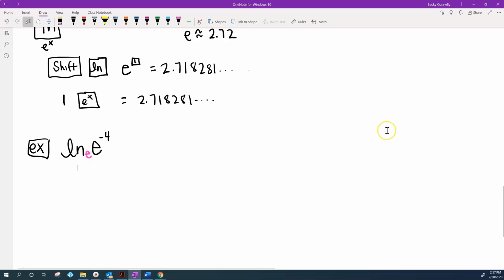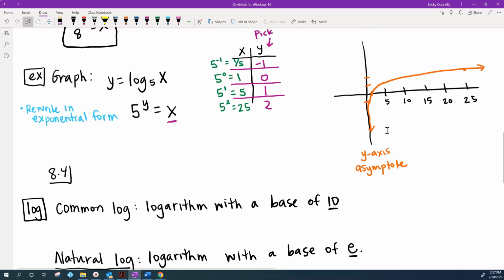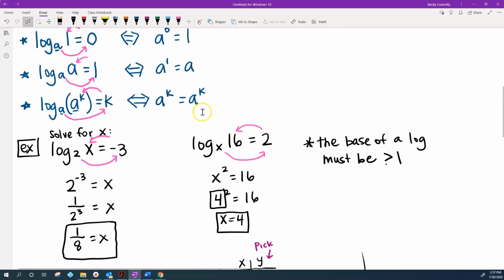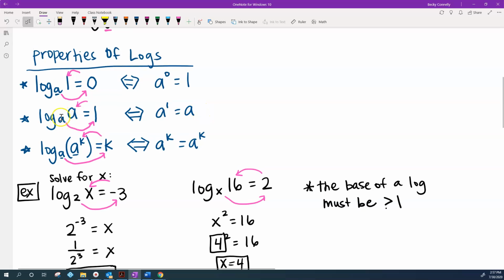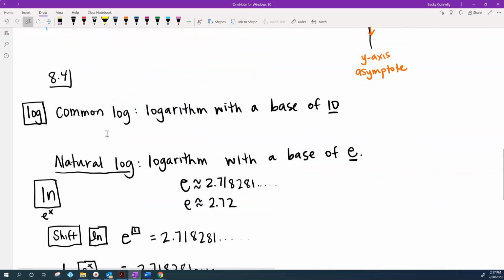So let's go back up to the properties that we wrote down. Remember how I said when the base of the log is the same as the number, you get 1. If you have the log with that base to an exponent, then your answer is that exponent.